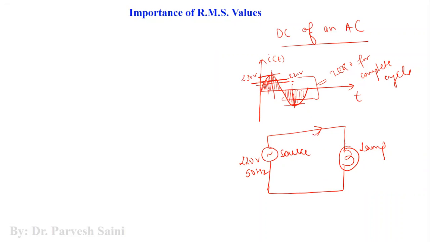So if I ask what is the amount of current flowing in this particular wire, which is lighting this particular lamp, it would be very difficult for us to use the instantaneous value as the magnitude. It would be difficult to use the peak value also, because the peak value is twice, so whether we have to take the positive or negative value. It would be difficult to take the average value also, because the average value is zero for a complete cycle. Then there has to be some standard value which can indicate the magnitude of the alternating signal.